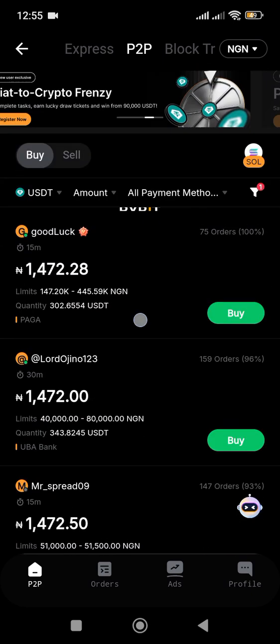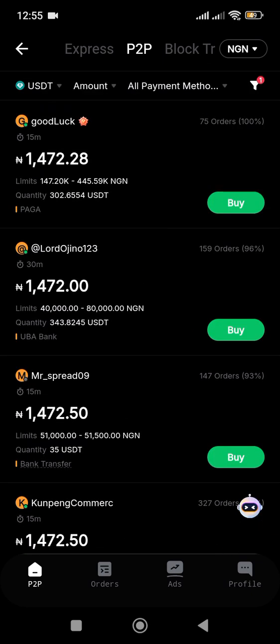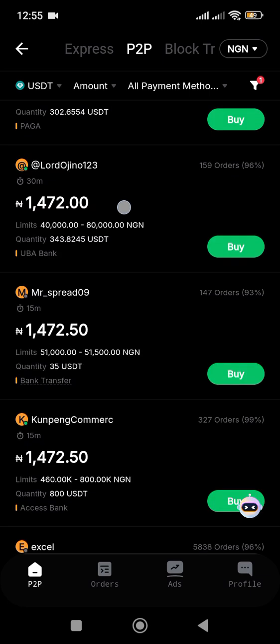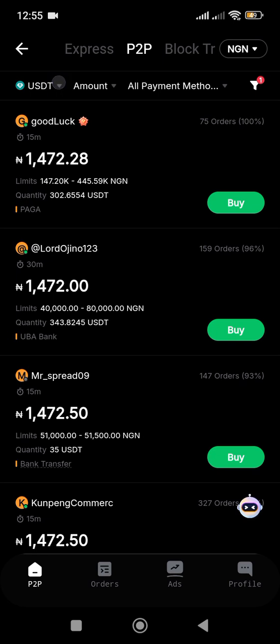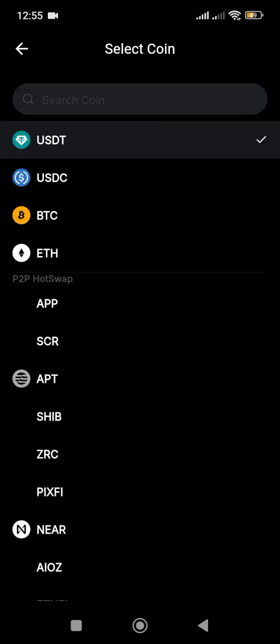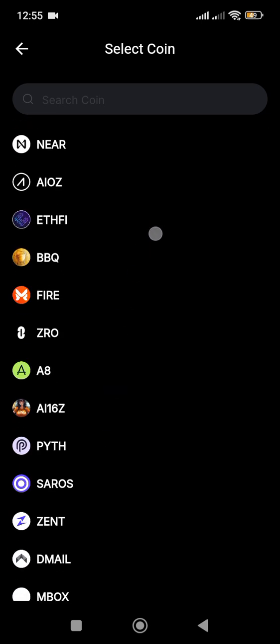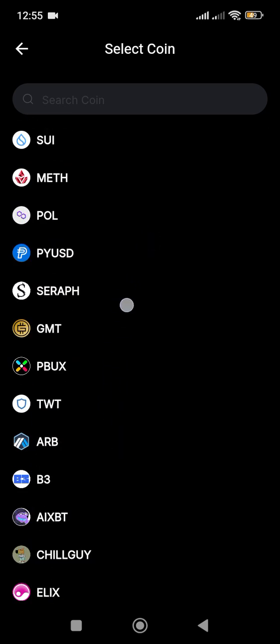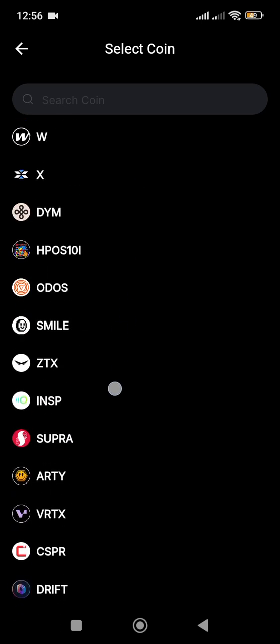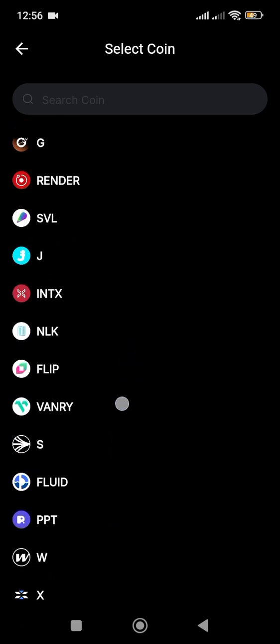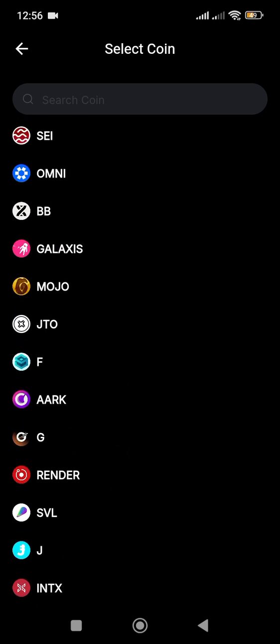Now this is the P2P platform. You can see there are already ads, people advertising that they want to sell some amount, for instance, of USDT. This is USDT. You can change it to any coin. You can see you can actually buy any of these coins. So anyone you want to buy, just click on it. For instance, let's say I want to buy JTO.